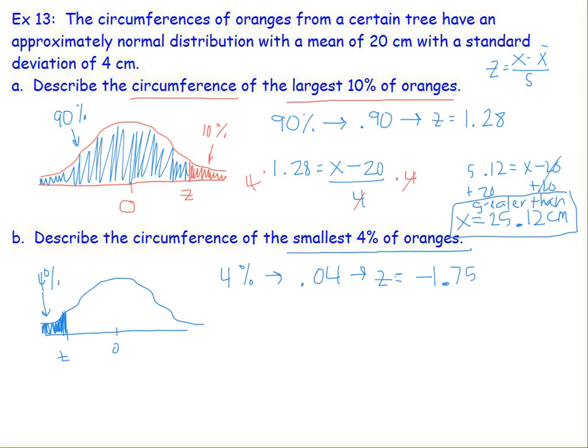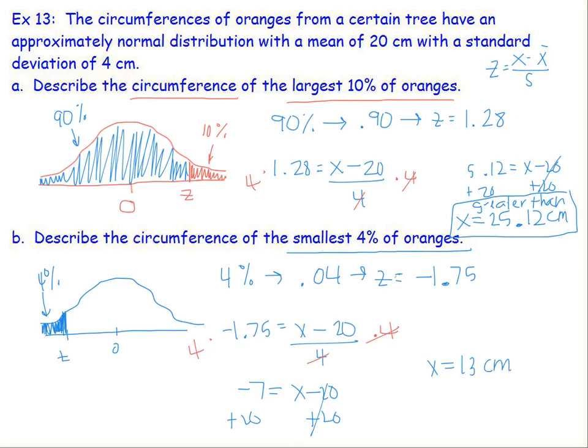So now that we have our z-score, we're going to do our math. So our z-score is negative 1.75. We don't know x. The mean is still 20, and the standard deviation is still 4. So we're going to solve exactly the way we solved the other one. First, we're going to multiply by 4. That gets rid of the 4's. Negative 1.75 times 4, I got negative 7 equals x minus 20. Then we have to add 20 to both sides. Negative 7 plus 20 leaves me with x equals 13 centimeters.